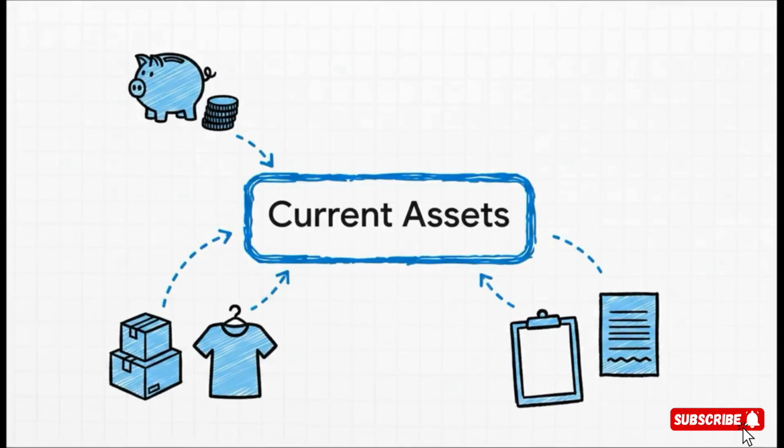So let's break that down a bit more. First up, you've got current assets. Think of this as all the stuff the company owns that it plans to use or sell within the next year. We're talking about the obvious things like cash just sitting in the bank, but it also includes its inventory, the stock on its shelves, and even the money that customers still owe them from things they've already bought.